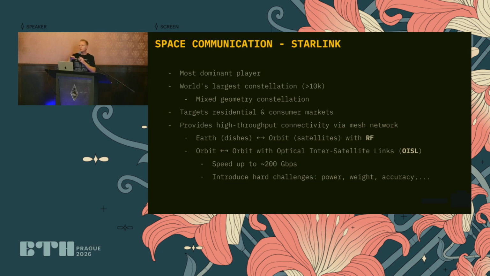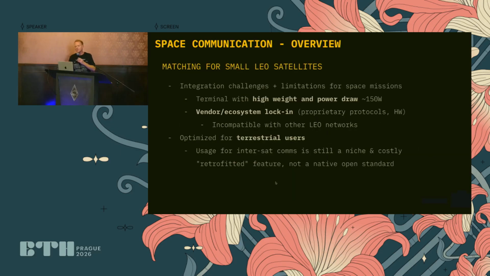And then the ISL, the inter-satellite links within Starlink, would either go with RF, but they are now switching over to laser beams, so optical inter-satellite links. This one is crazy from a numbers point of view, but it also introduces some challenges. If we look at how they match a small satellite, that's just not there yet. There are too many integration challenges.